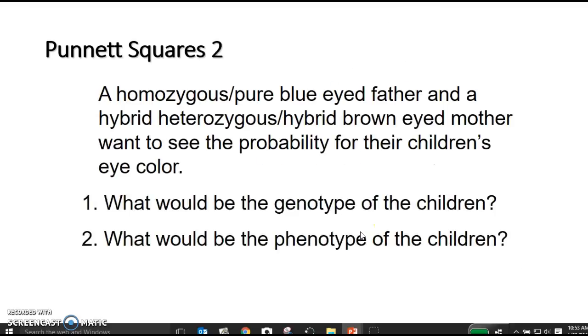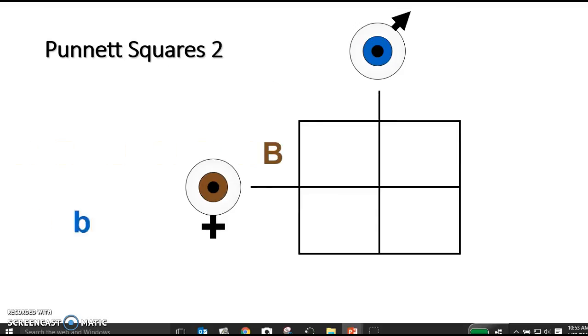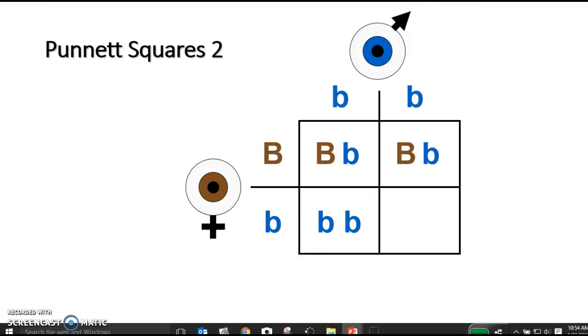So let me give you a different example. If we have a pure blue-eyed father and a hybrid brown-eyed mom. Now remember, we're going to use B's, and big B is dominant. So we have a hybrid mom, so mom's letters come here. We have a pure blue-eyed dad, and we work the same thing. Now we want to see if these two parents have children, what will the possibilities be for their kids? So we move the big B in, the little b drops down. This little b comes over into this square. Big B goes across, little b comes down, little b goes across, and little b comes down.